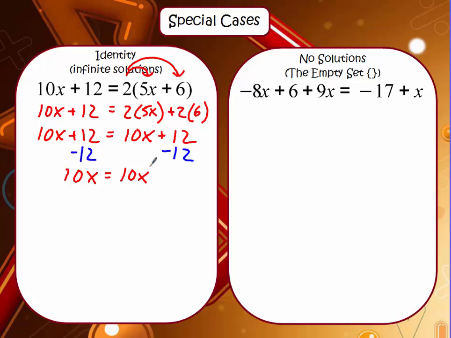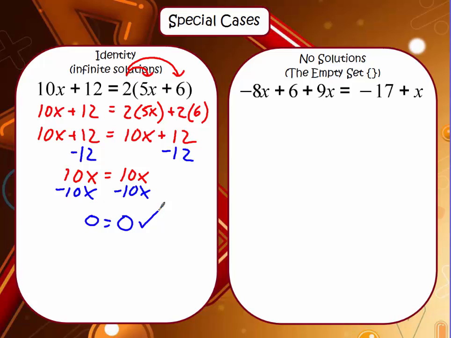Okay, so if I want to get my variable by itself or move the variable to one side, I would just at this point subtract 10x from both sides. And this is weird. 10x minus 10x is 0 equals 10x minus 10x is 0. But again, notice 0 does equal 0. This is a true statement.